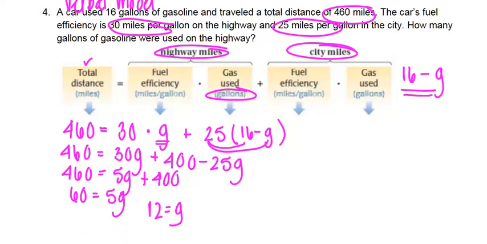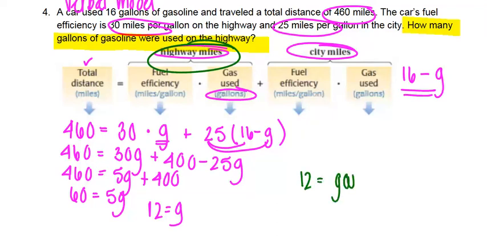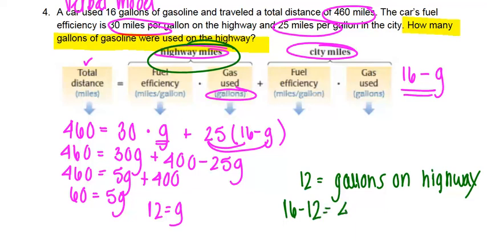So there is my answer, but again, I have to make sure that I'm actually answering the question. This question says, how many gallons of gasoline were used on the highway? So I am looking specifically for the highway, which is my G. So I can say 12 equals the number of gallons on the highway. And if I were looking for how many city gallons we use, I would have to say 16 minus G, and that would give me 4 gallons in the city.